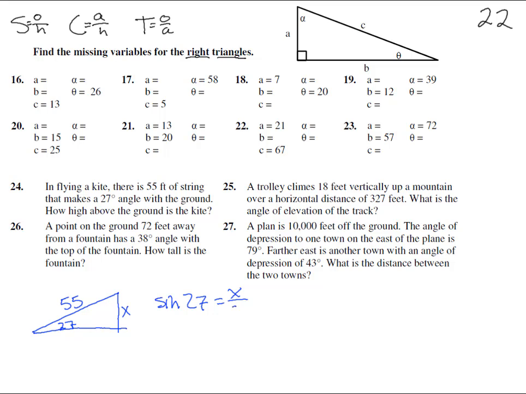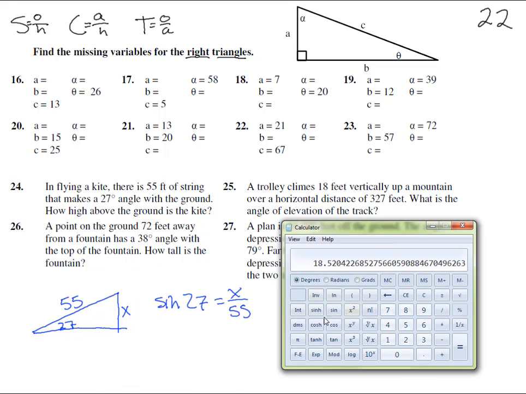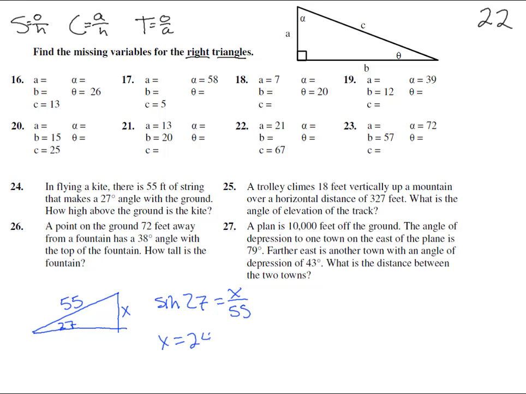equals x over 55. And we see how powerful these trig ratios are in the calculator. So we're going to punch in 55 times the sine of 27. That gets us 24.97. Answer is 24.97 feet above the ground. So about 25 feet above the ground is how high that kite would be.